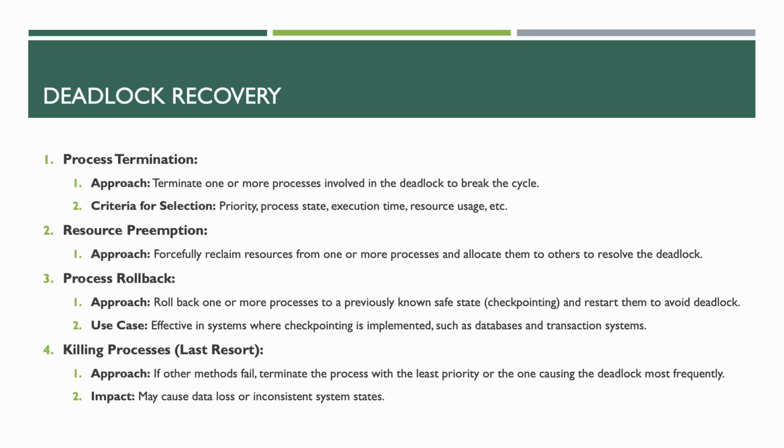Then resource preemption: we have to forcibly reclaim resources from one or more processes and allocate them to others to resolve the deadlock. Then third, process rollback. We can roll back one or more processes to a previously known safe state and restart them to avoid deadlock.